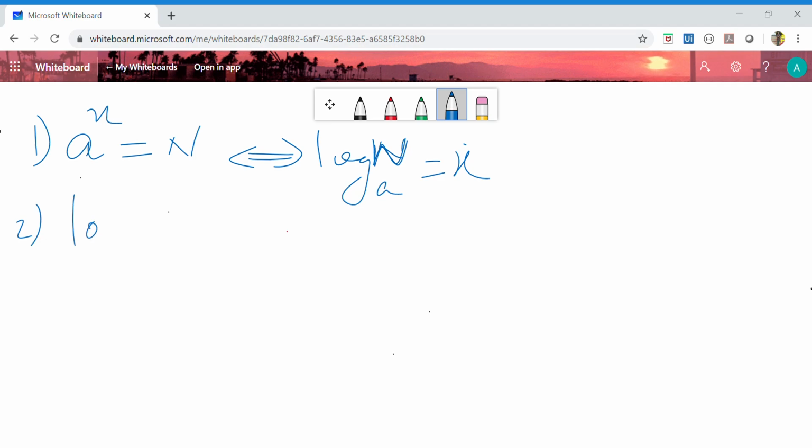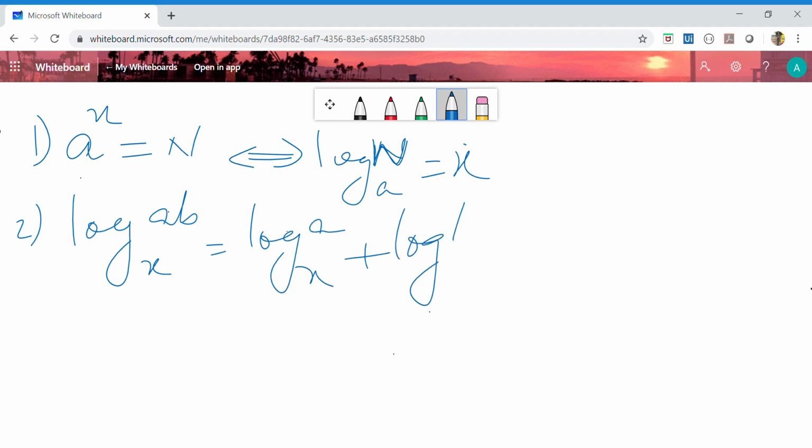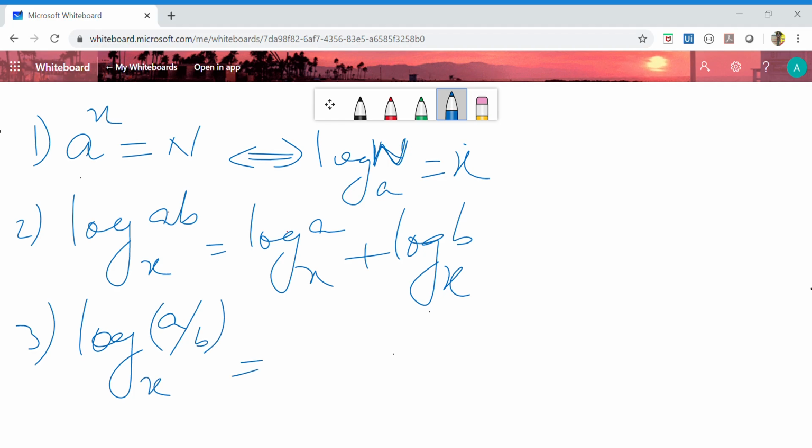Secondly, the product rule: log ab to the base x is equal to log a to the base x plus log b to the base x. And the third one is the quotient rule: log a by b to the base x is equal to log a to the base x minus log b to the base x.